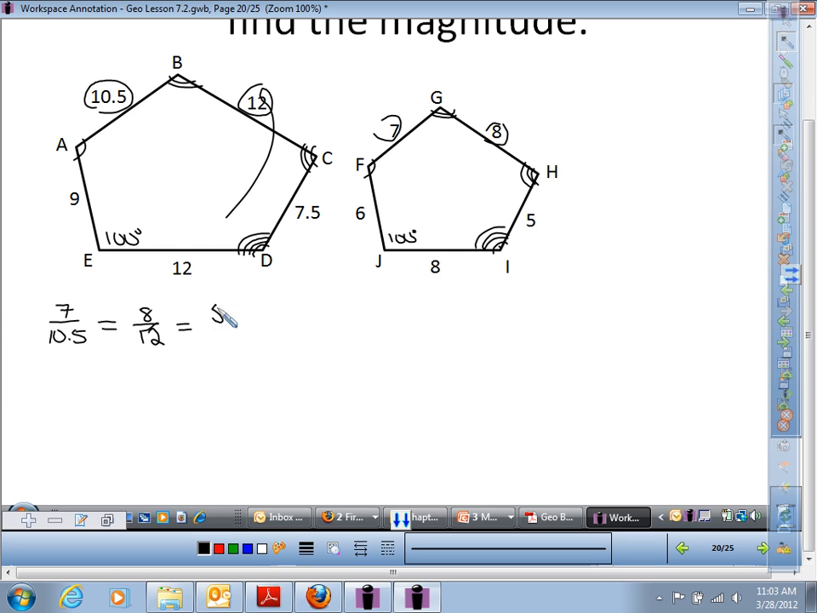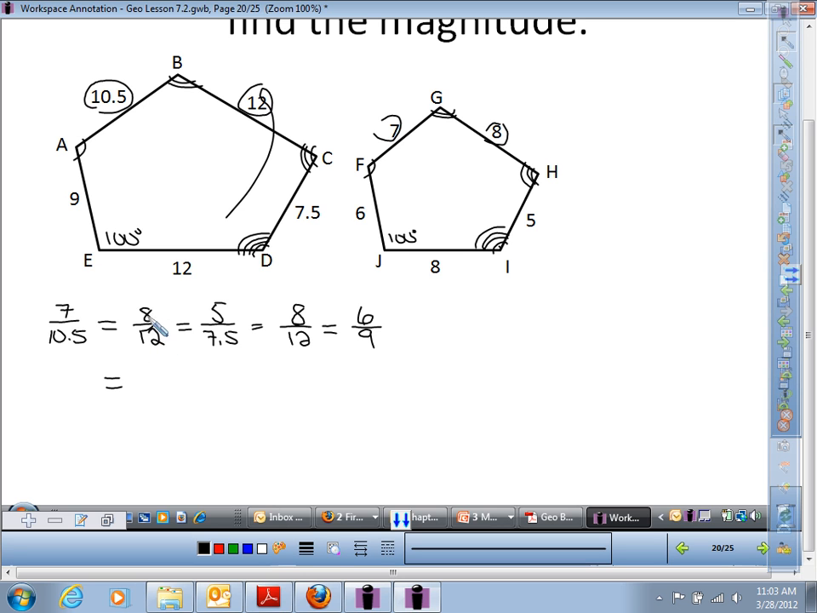5 over 7.5. Now again, our calculator is not going to handle that first one or this one very well, but we could divide it out and see if we recognize the decimal. 8 over 12 again, and the last one would be 6 over 9. And again, notice what I did. I put the smaller side length on top every time, just for consistency's sake. Now that's 7.5. We don't know about that.